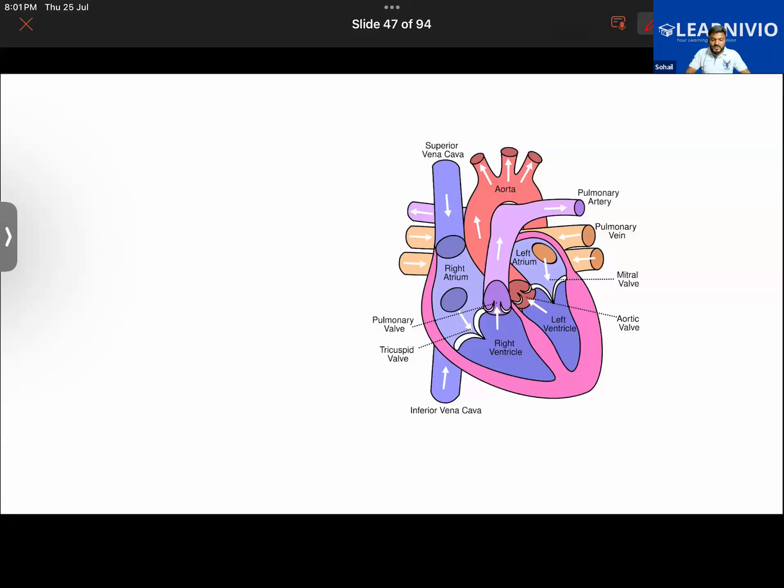So first of all, talking about the upper two chambers, namely the right atrium and the left atrium, they would be containing blood with no oxygen. So the atrium, the upper chamber, would be containing the blood with no oxygen. So first of all, what happens? Via the superior vena cava, it would be bringing the deoxygenated blood from the upper part of the body.